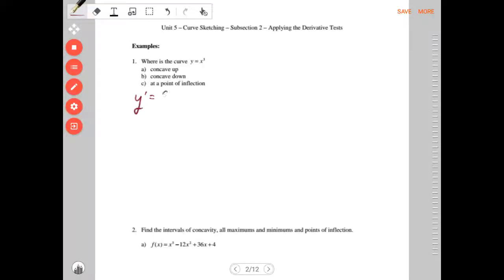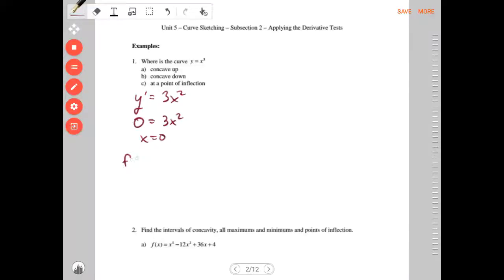So y prime is 3x squared. Okay, and we need to figure out the critical values. So that's when the first derivative equals 0. So 0 equals 3x squared. So of course, divide by 3 and take the square root, anyways, x equals 0. Okay, so that is our critical value.